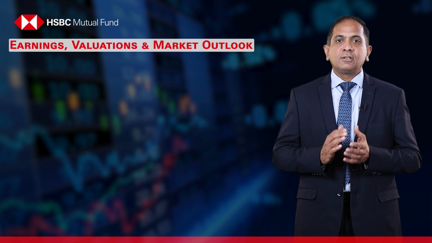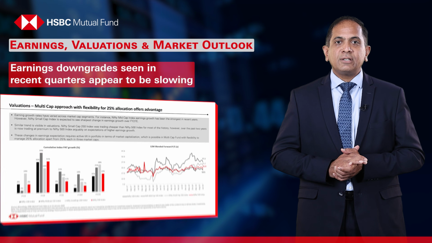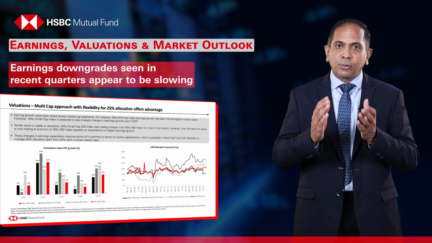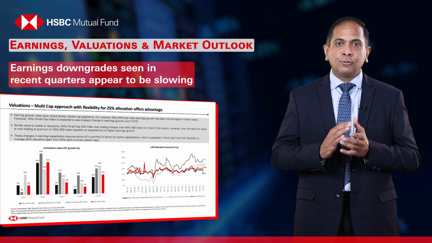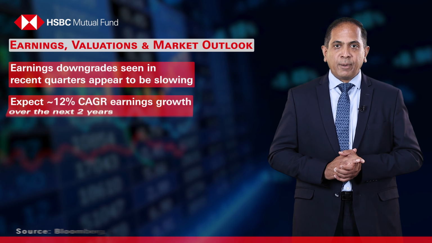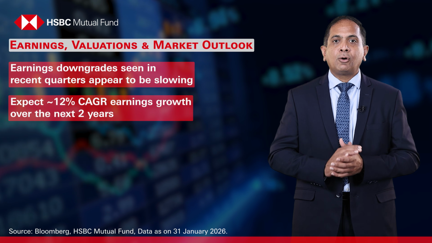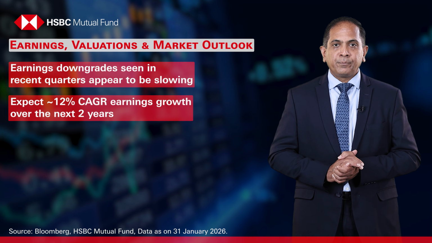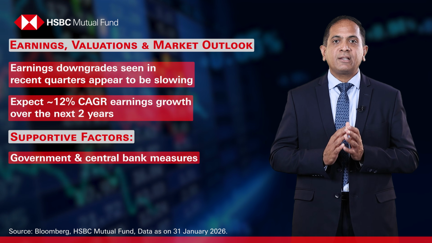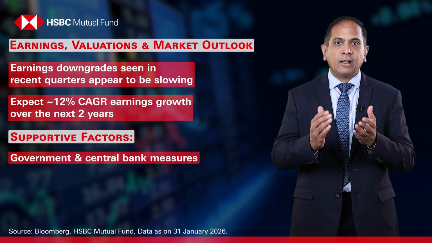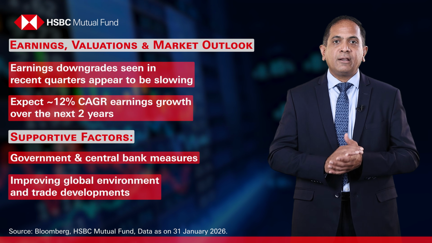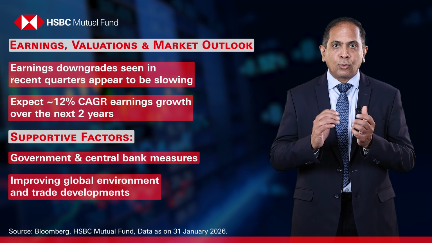Over the last several quarters, we've seen downgrades to Nifty earnings, which seems to be finally slowing down. The downgrades were possibly due to slower economic growth and headwinds from outside. We feel that most of the headwinds have changed for the better and expect earnings to grow at a compounded rate of about 12% over the next 2 years. The measures taken by the government and the central bank should help improve business prospects and earnings, even if with a lag. Further, the external environment has improved with trade deals getting concluded, which could also boost growth.